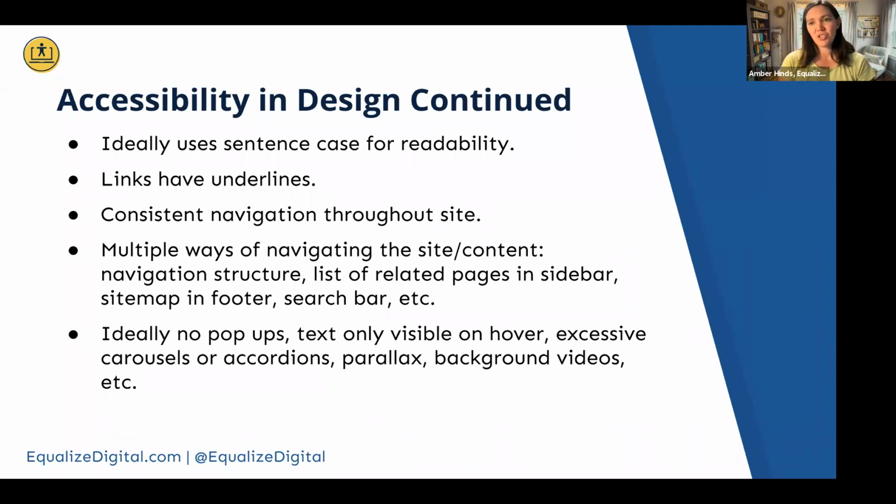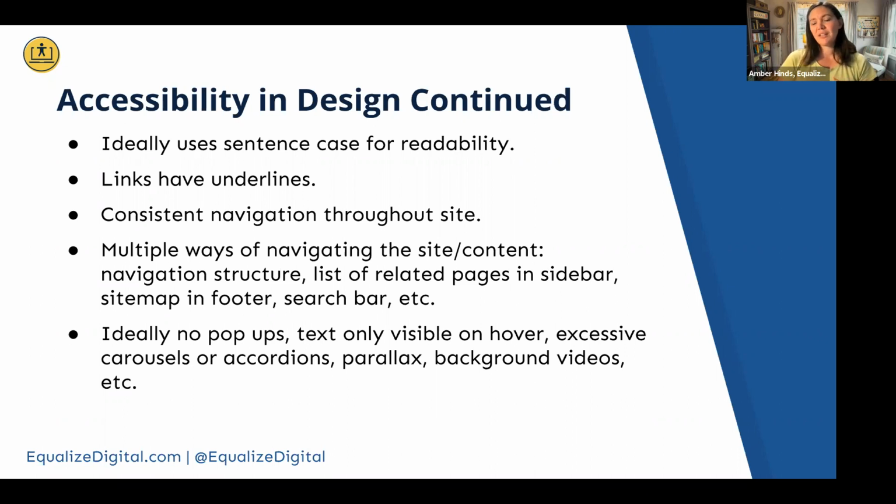Links have to have underline if they're in bodies of text, or be obviously denoted as a link. And the best way to do that is underlines. So we're looking for that. Consistent navigation throughout the site. Are the navigation menus the same, or do you get to one page and suddenly it's totally different? That can be really disorienting for people.